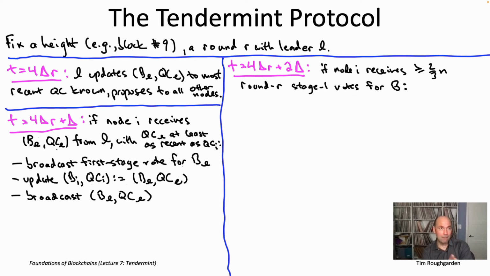And if you think about it, that means that there can only be one winner of the referendum in the previous slide. If there are multiple QCs floating around, all for the referendum that happened in the second phase, they must all support the same block. Remember the QC overlap property that follows from the quorum certificate. So there's at most one conclusive winner.